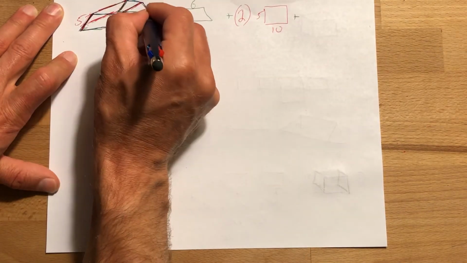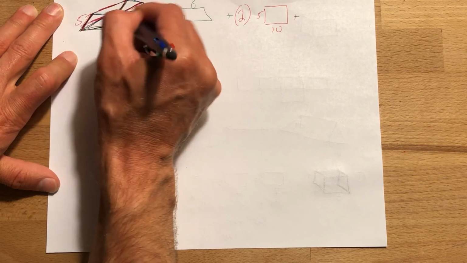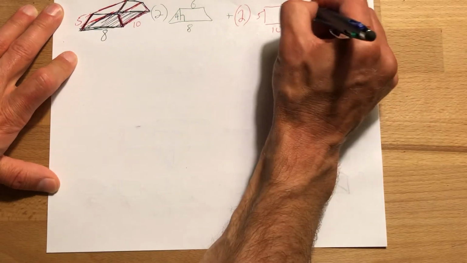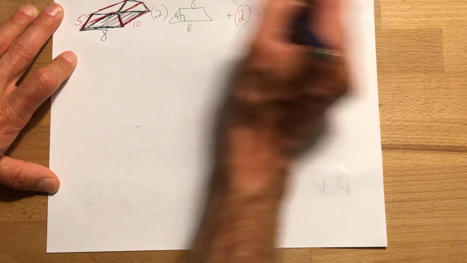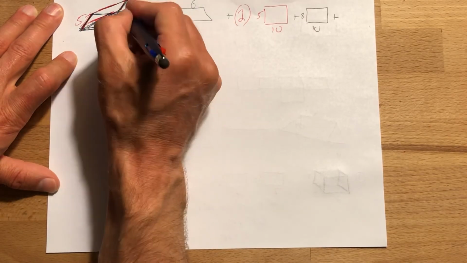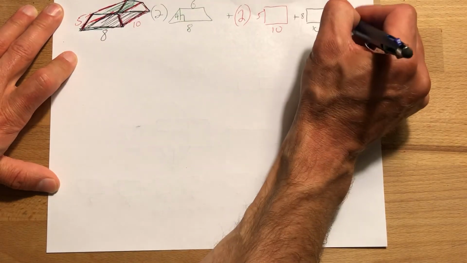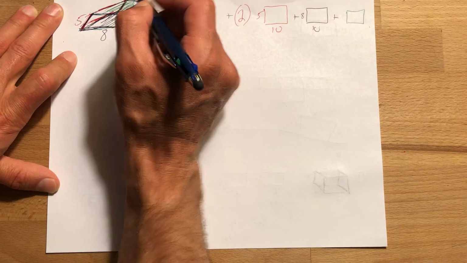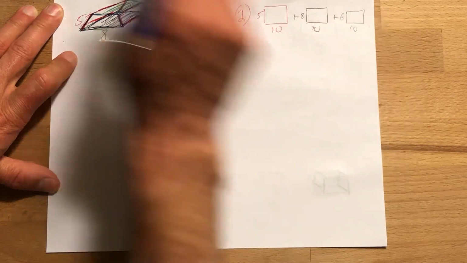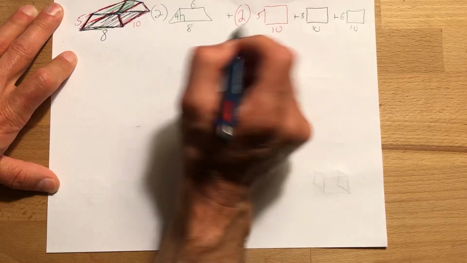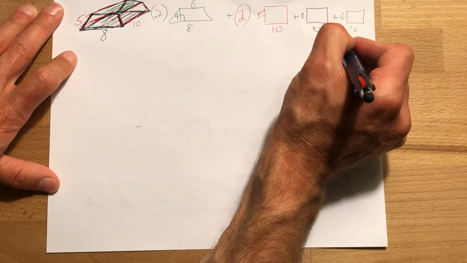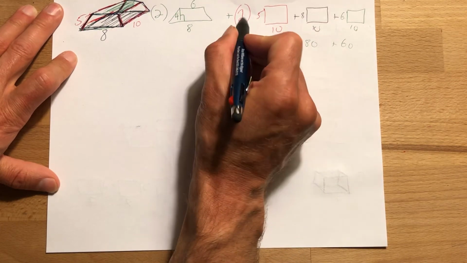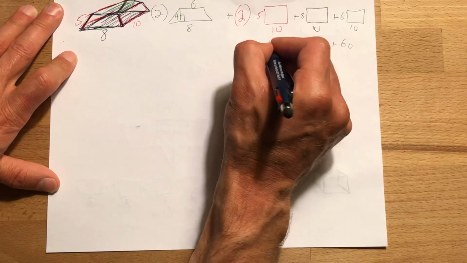Plus, I have this big bottom rectangle, which is length times width, which is 8 times 10. Plus, I also have this tiny rectangle on top, and this is 6 times 10. Now I'm going to add all of these together. This is easy. 6 times 10 is 60. 8 times 10 is 80. I have 2 of these: 5 times 10 is 50, but I have 2, which gives me 100.